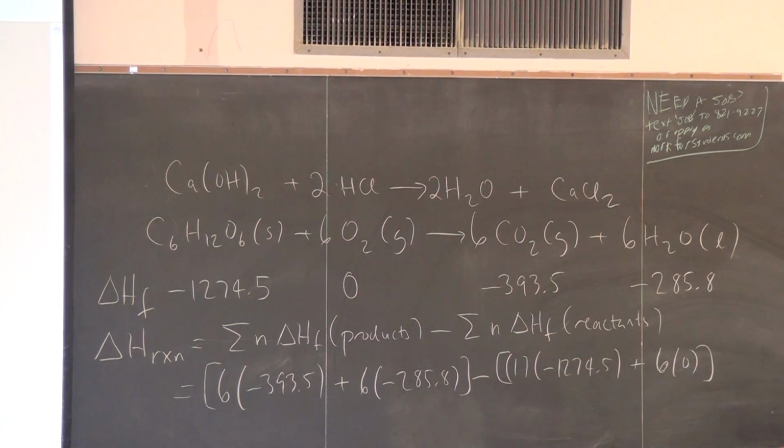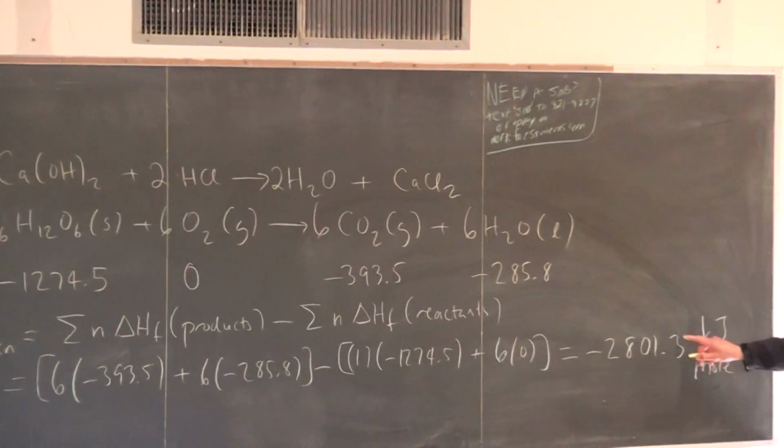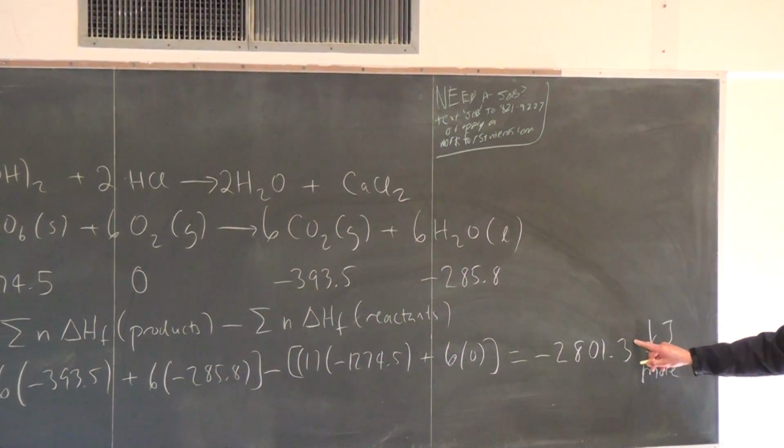It's negative 2,801. Minus 2,801.3. And then the units for this number is? Yeah, kilojoules per mole. So in other words, when 1 mole of C6H12O6 undergoes this combustion reaction, this amount of energy is released.